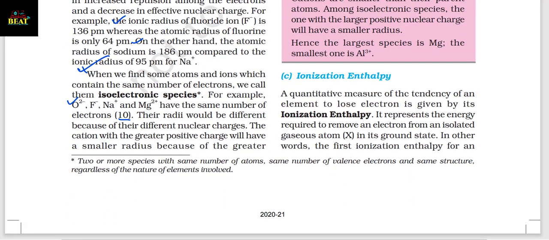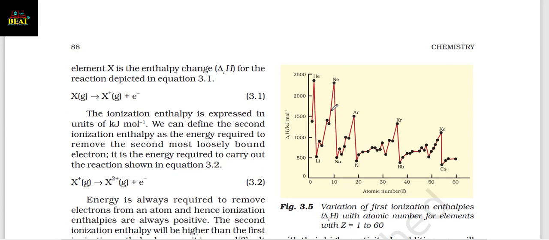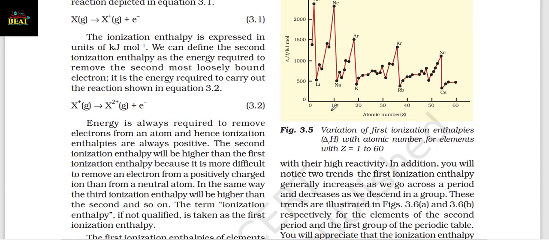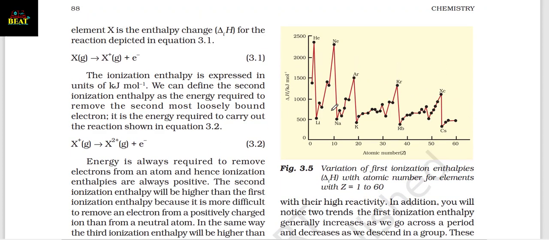C. Ionization enthalpy. A quantitative measure of the tendency of an element to lose an electron is given by its ionization enthalpy. It represents the energy required to remove an electron from an isolated gaseous atom in its ground state. In other words, the first ionization enthalpy for an element X is the enthalpy change, that is delta H, for the reaction depicted in equation 3.1. Here you can see the equation X gives X+ plus e-. The ionization enthalpy is expressed in units of kilojoule per mole.